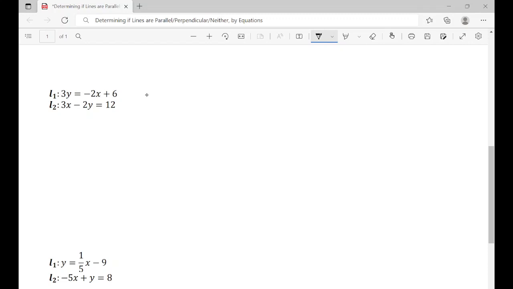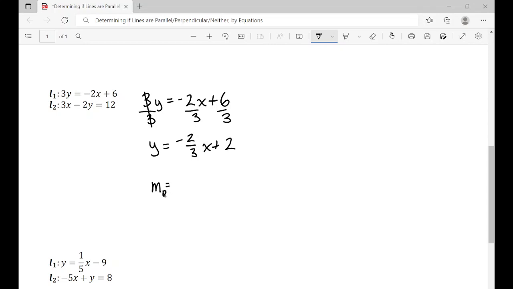For the first one, 3y equals -2x plus 6. I'm going to get y by itself by dividing everything by 3. So y is going to equal -2/3 x plus 2. And my slope here for L1 is -2/3.